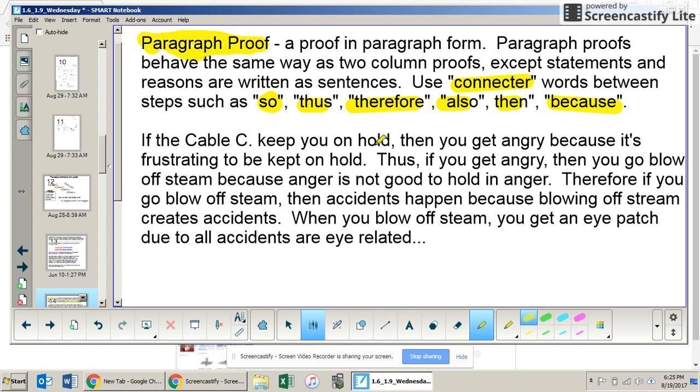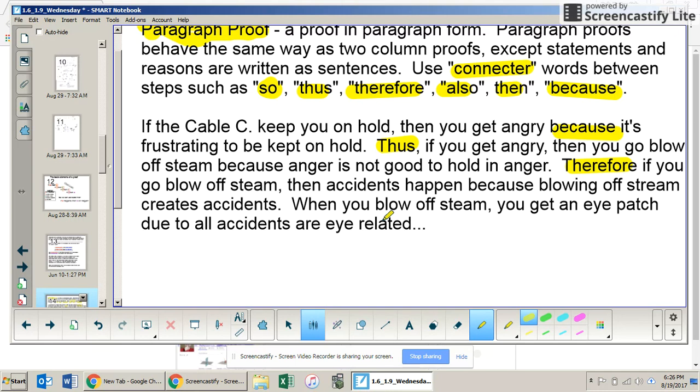If a cable company keeps you on hold, then you get angry because, and there's your connector word, because it's frustrating to be kept on hold. Thus, here's another connector word. Thus, if you get angry, then you blow off steam. Why? Because it's not good to hold in anger. Here's another connector word. Therefore, if you blow off steam, then accidents happen because blowing off steam creates accidents. And when you blow off steam, then you get an eye patch because all accidents are eye related. Now, of course, that's silly, but you get the idea that these connector words tie your statements together.